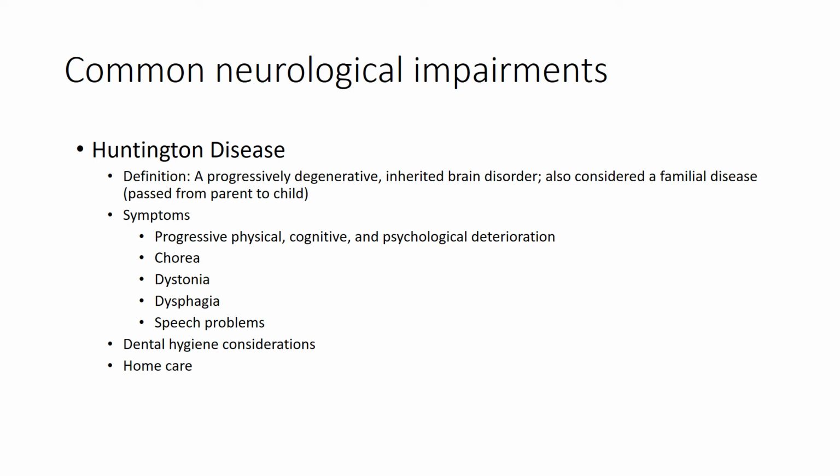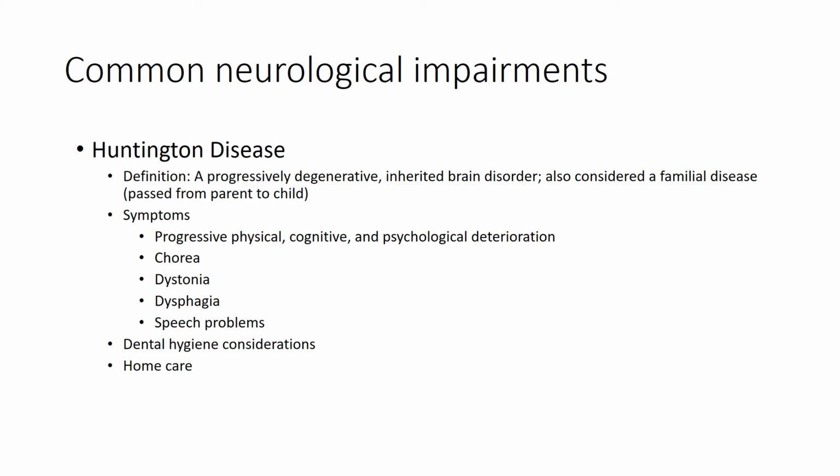Another common neurological impairment is Huntington's disease or Huntington's chorea. It is a progressively degenerative inherited brain disorder, so it continues to deteriorate. It's also considered a familial disease passed from the parent to the child. And the symptoms include progressive physical, cognitive, and psychological deterioration. Chorea is rapid, unintended movement.